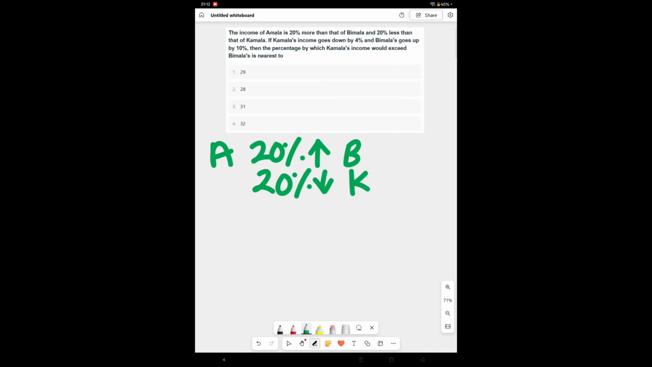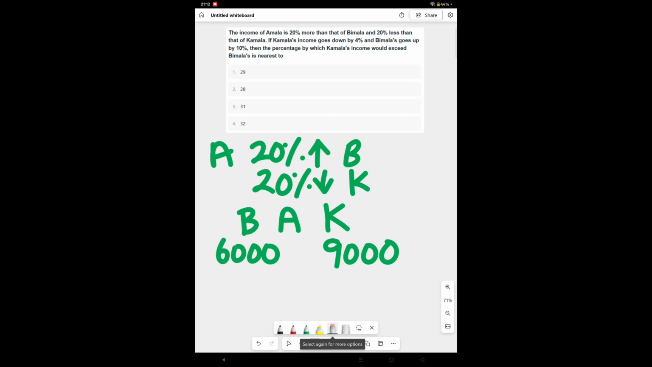In order to solve this problem, you need to imagine, say, this is Bimala's salary. Amala is 20% more, but the same Amala is 20% less than Kamala. So if you imagine this in a straight line, you could easily try to guess some numbers for their incomes. Let me give a guess. Let's say Bimala's salary is 6,000, Kamala's salary 9,000. You can ask me why I am suddenly taking 6,000 and 9,000. I can explain the reason behind it.